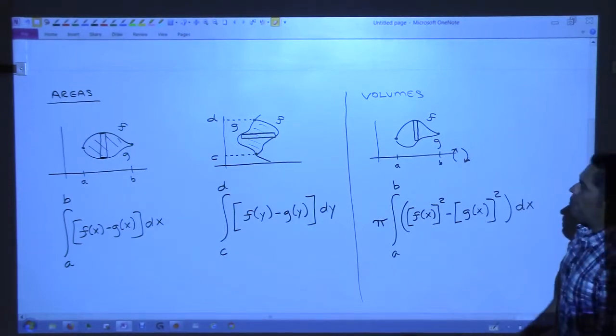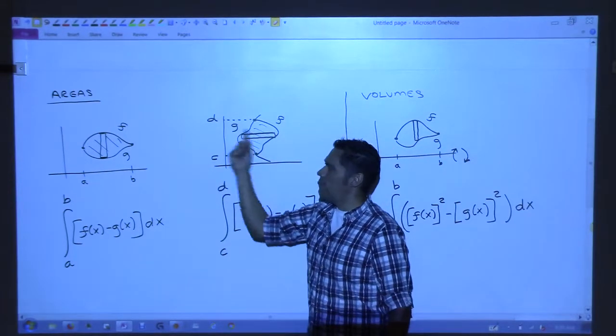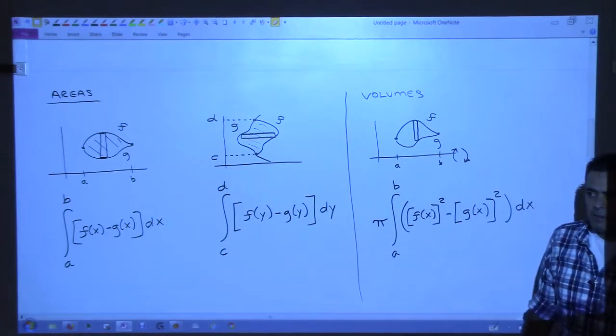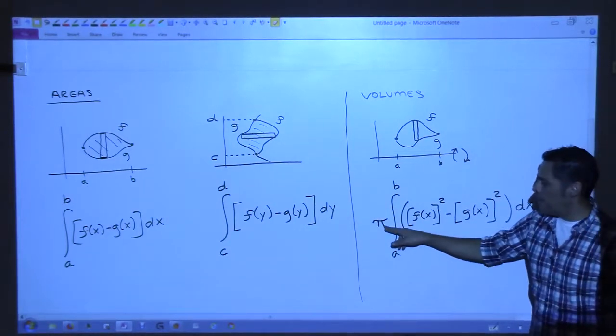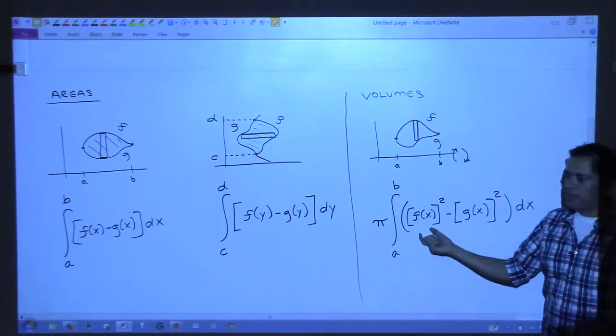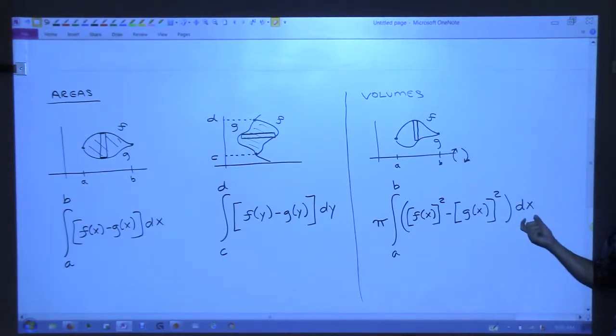So what if we have this picture and we want to find the volume wrapping it around the y-axis? What do you think is going to change? It's still going to be the same formula, right? We're still going to have pi. Instead of A to B, we're going to go C to D. And instead of f of x, it's going to be f of y squared minus g of y squared dy. So exactly the same principle, all right?